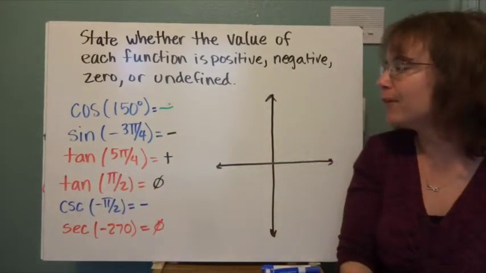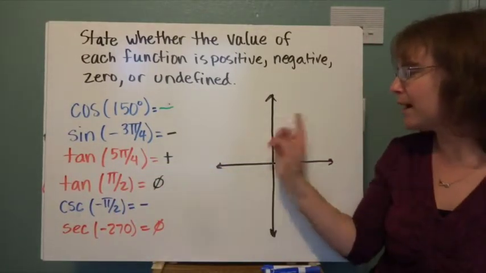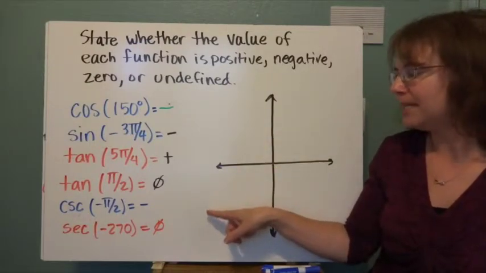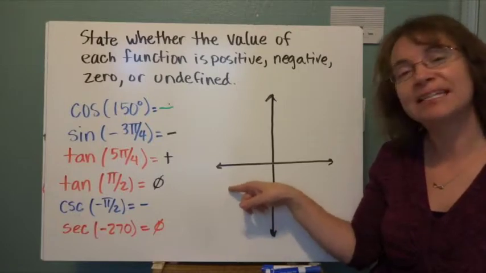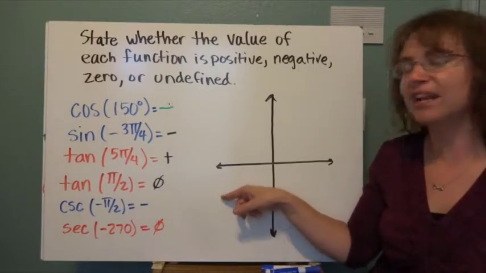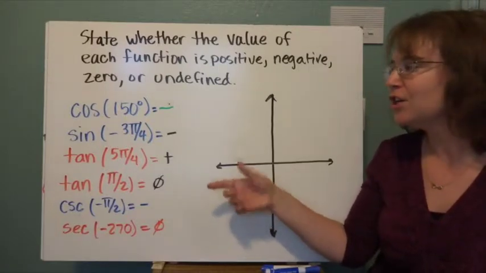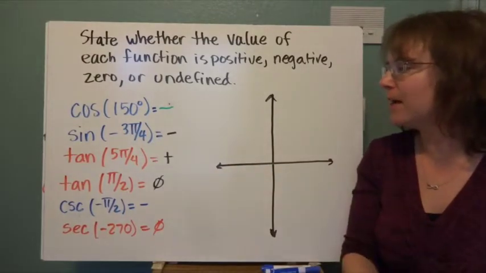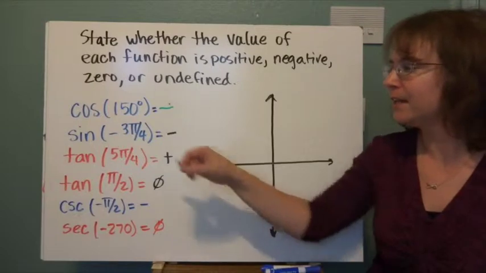Tangent of 5 pi over 4. So this is 4 pi over 4. Here's 5 pi over 4. And my tangent right here is in here. And my sine and my cosine are negative, my x and y values. So when I divide them, I get a positive number. So tangent of 5 pi over 4 must be positive.